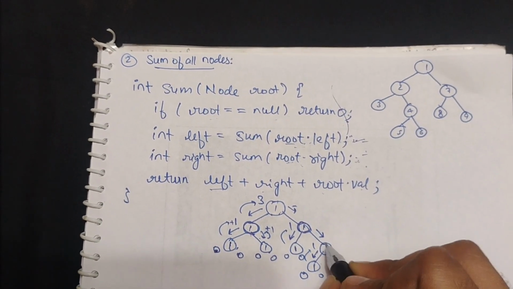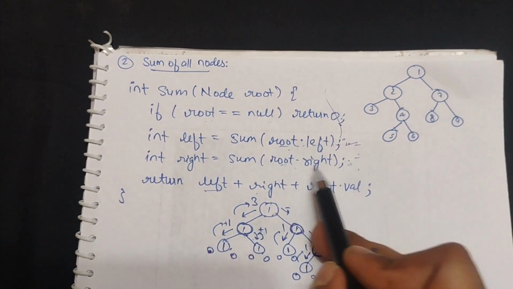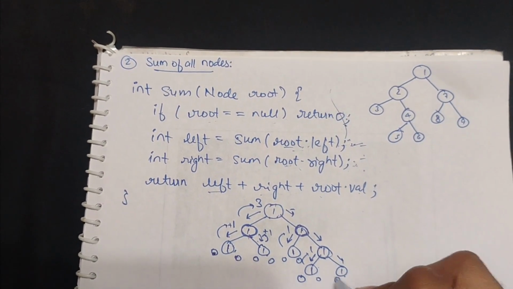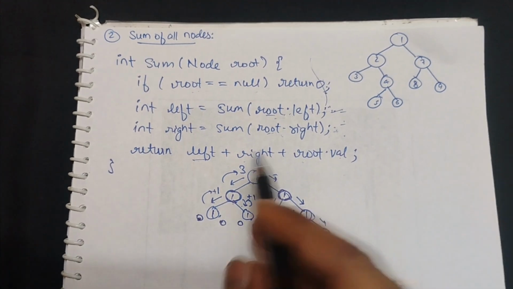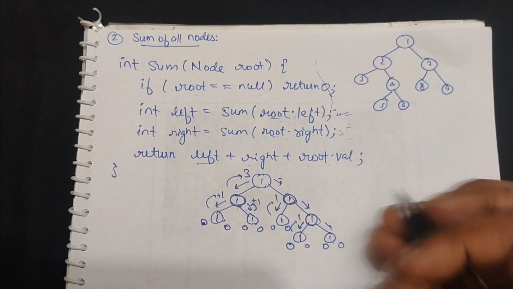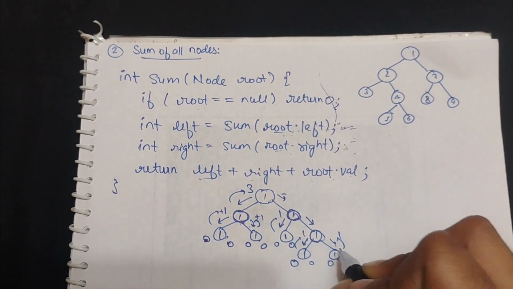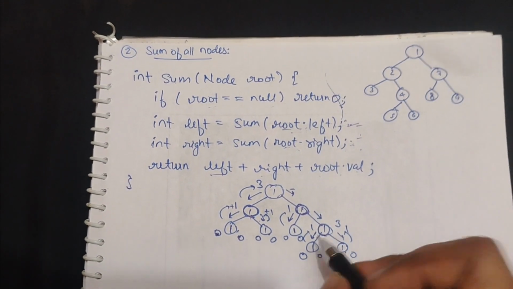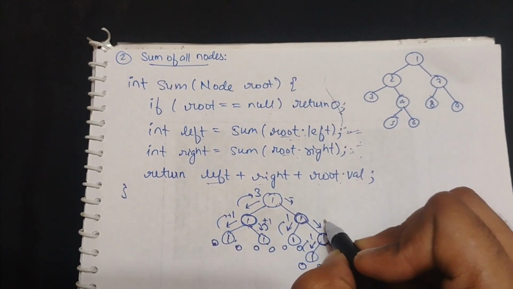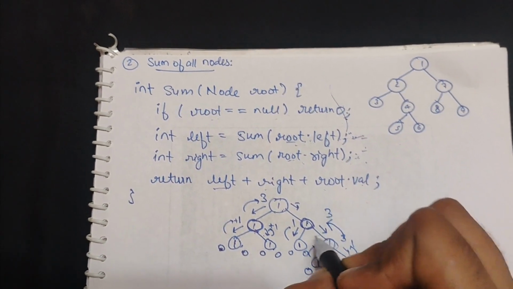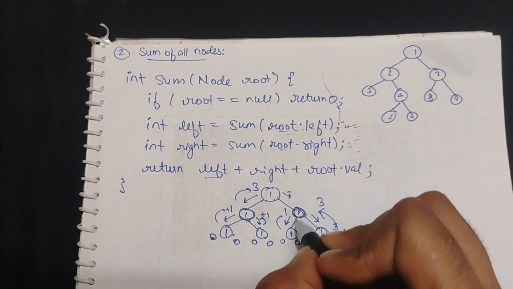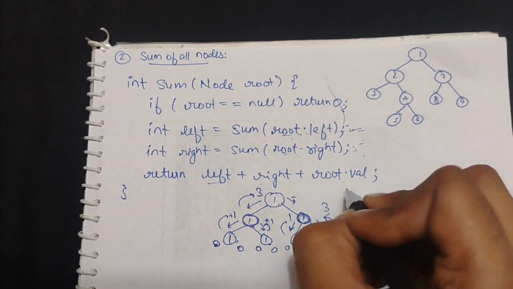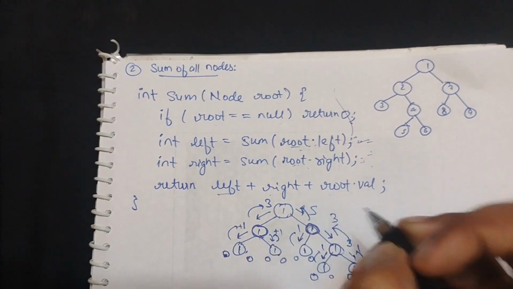Now this node has got 1 from its left. For finding root dot right, it will call this. It will again call its left, get 0 from left, 0 from right. 0 plus 0 plus root dot val, that is 1. It will return 1. 1 plus 1 plus root dot val, that is 3. 1 plus 1 is 2, plus 1 is 3, so it will return 3. For this node, it has 1 from its left and 3 from its right. 3 plus 1 is 4, plus root dot val, that is 5. So it will return 5.